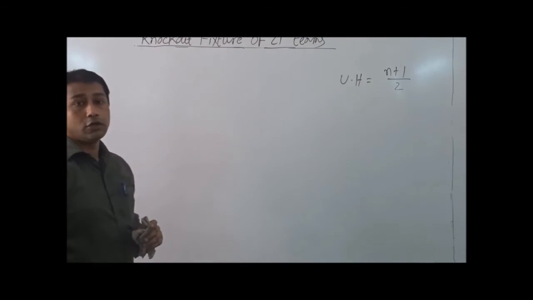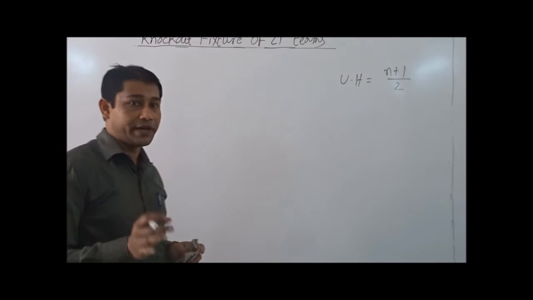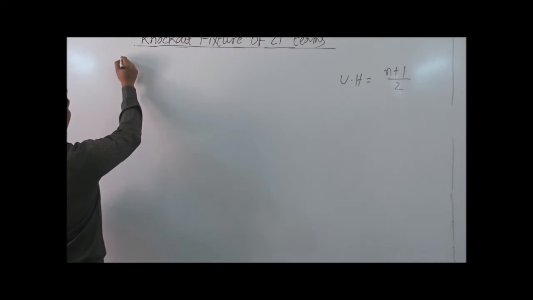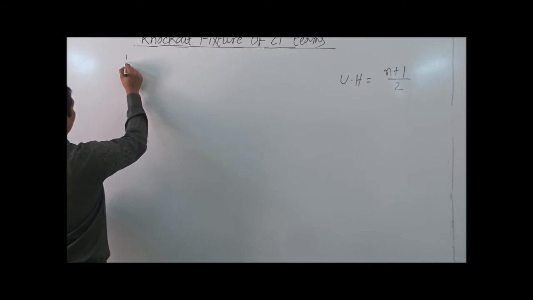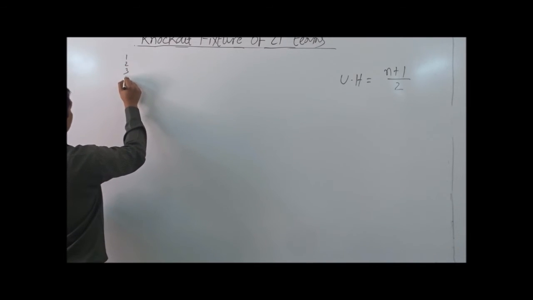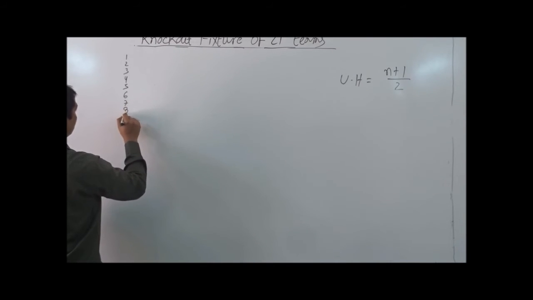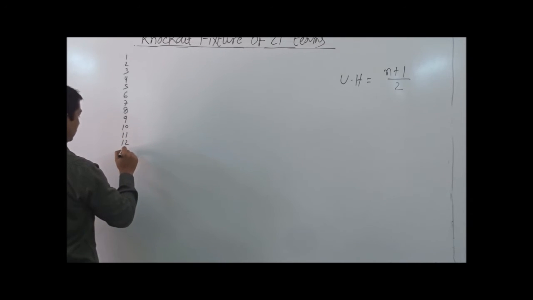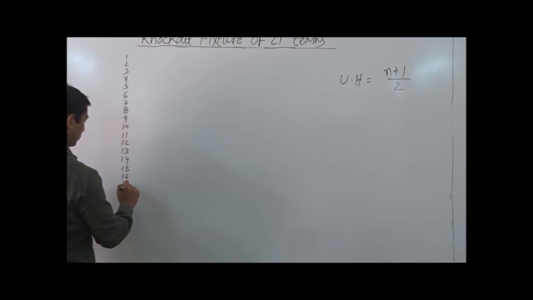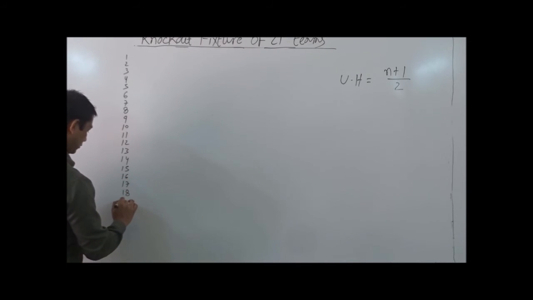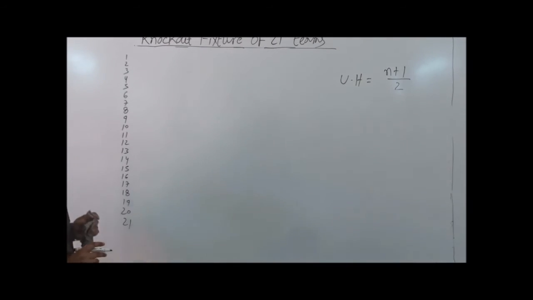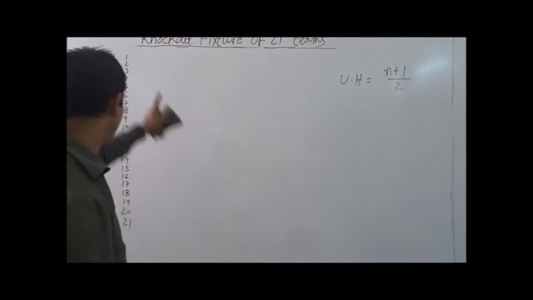Now, for knockout fixture of 21 teams, first of all, we will be writing out teams. As you can see, I have written down 21 teams vertically.